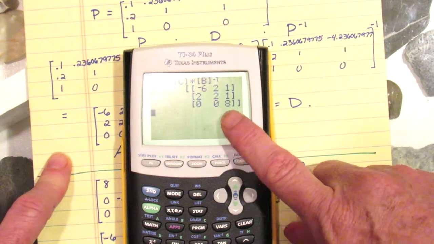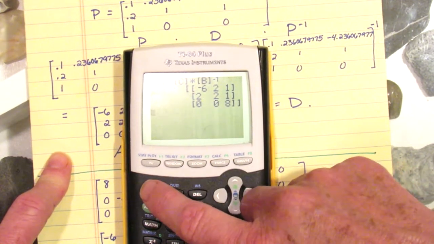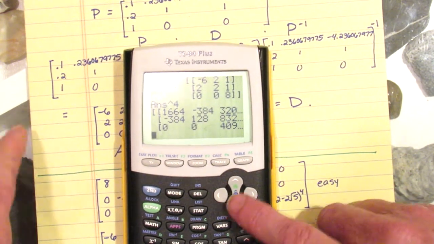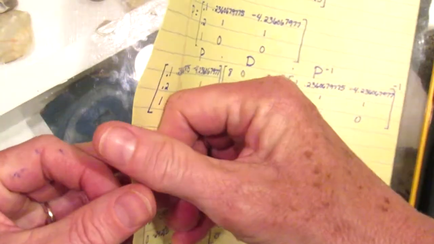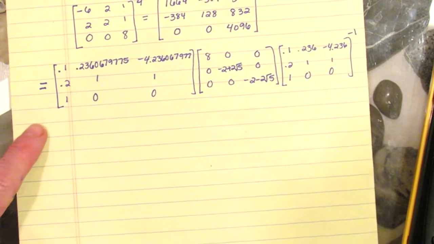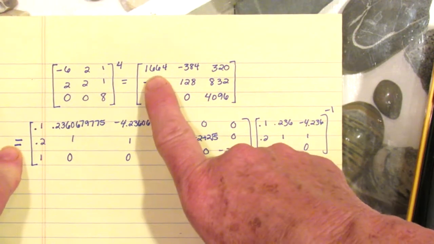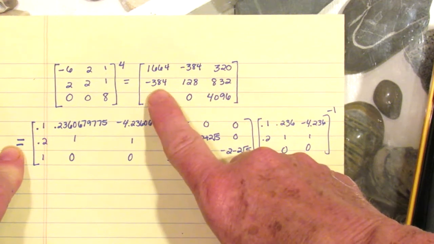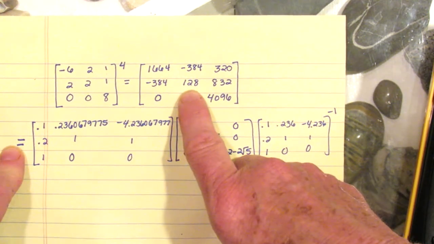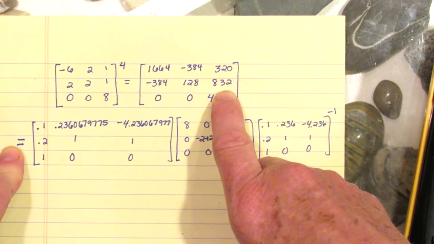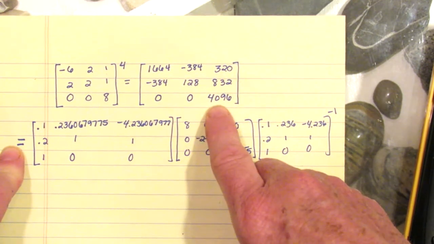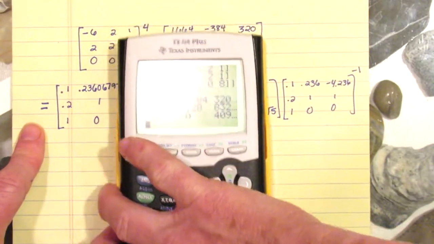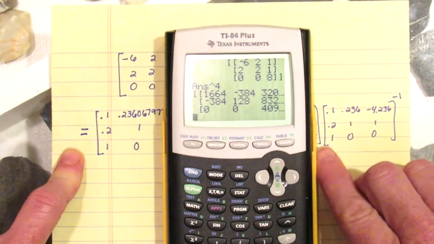That's my matrix A. I also could take A and raise it to the 4th power. And you could see that you end up getting, I'll bring the calculator back in a second, 1,664, negative 384, 320, negative 334, 128, 832, 0, 0, 4,096. So again, that's what I have here on the calculator.